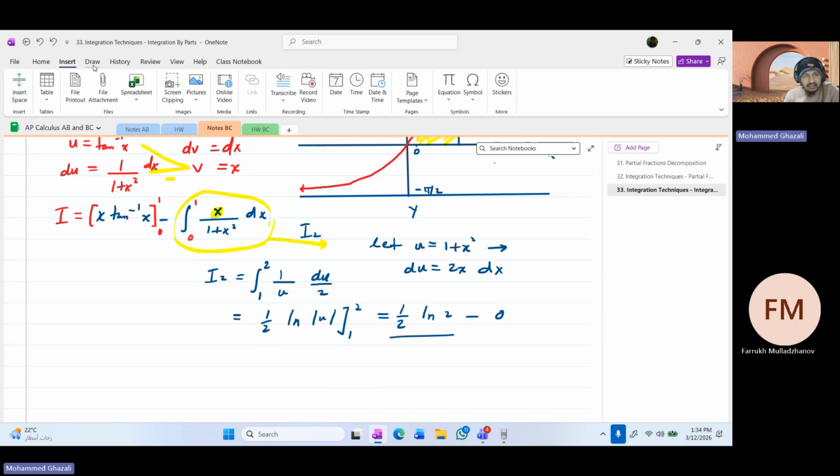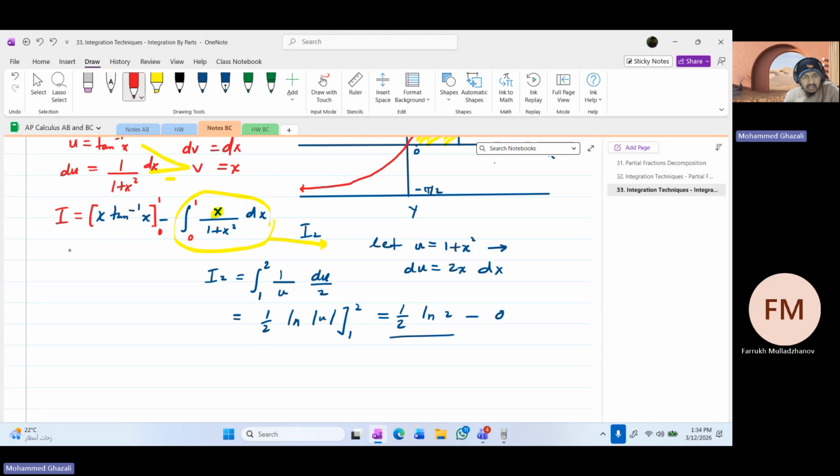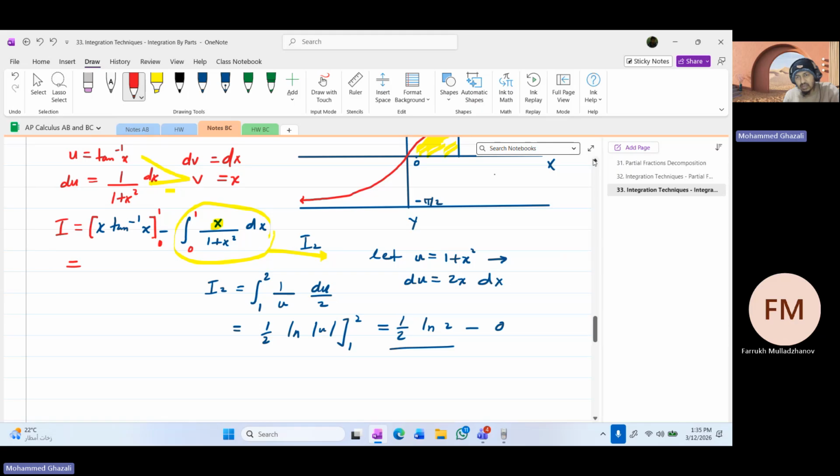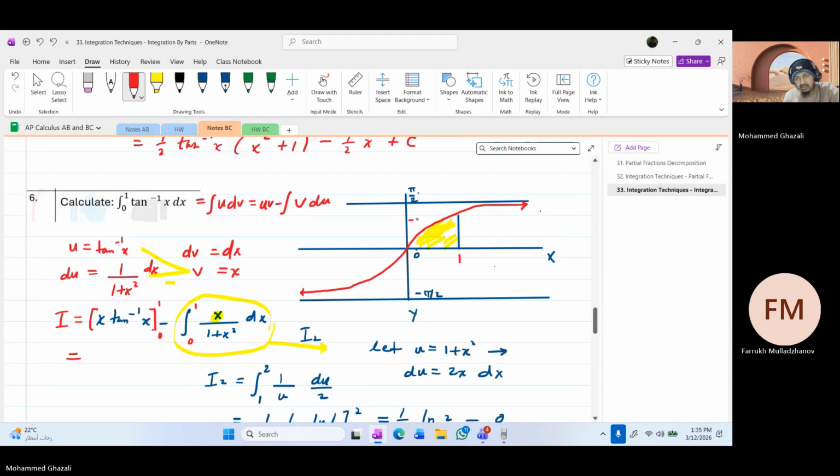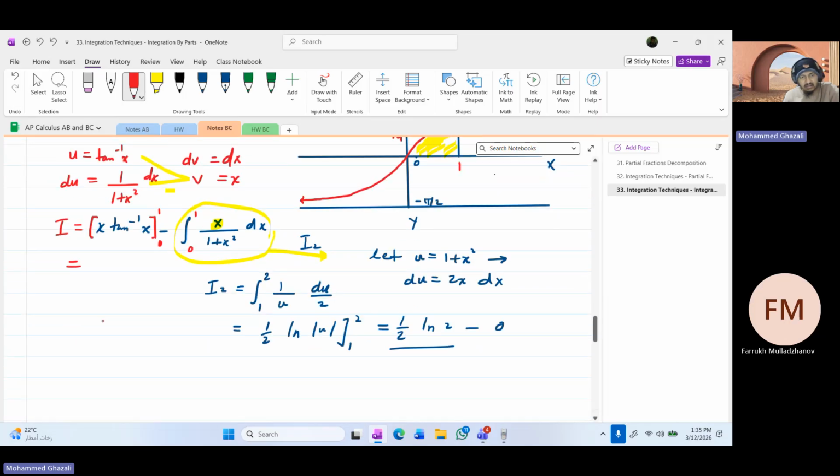What's the value of the other part? I didn't evaluate this as yet. If I substitute 1 inside here, 1 times tan inverse 1, what is tan inverse 1? Tan inverse 1 is basically pi by 4, right? So that is pi by 4, and tan inverse of 0 is just 0. So pi by 4, and the value of the other part was half ln 2, so minus half ln 2.